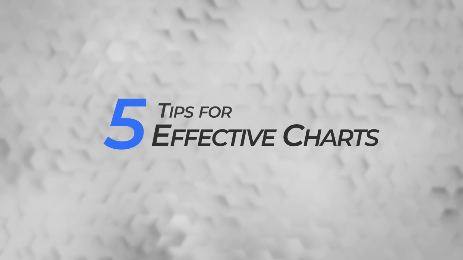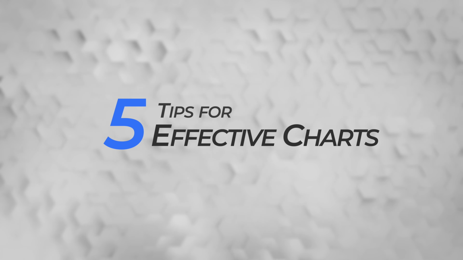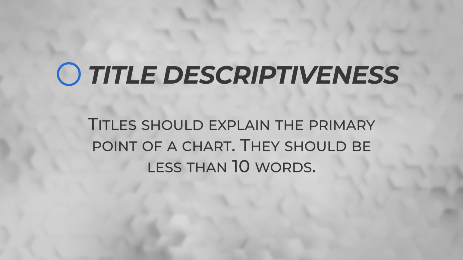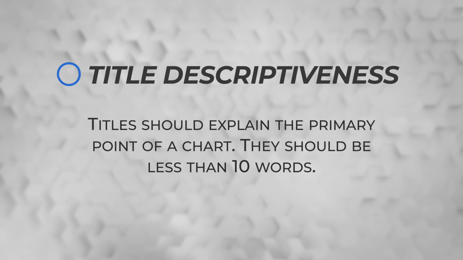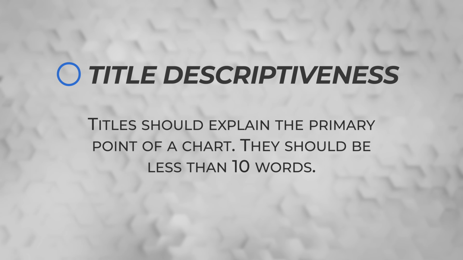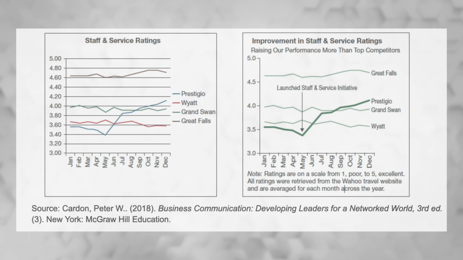Here are 5 tips for you to create effective charts. 1. Title descriptiveness. Titles should explain the primary point of a chart. They should be less than 10 words. Sometimes, subtitles may be used. Let's take a look at these 2 examples here.